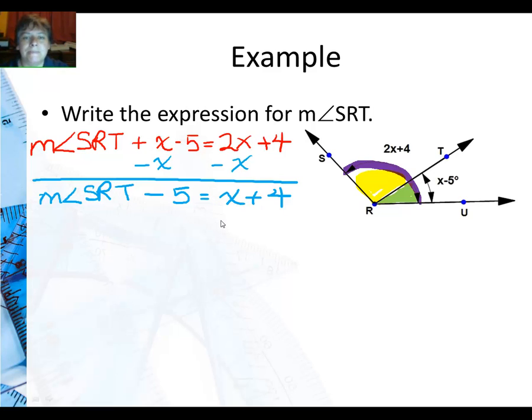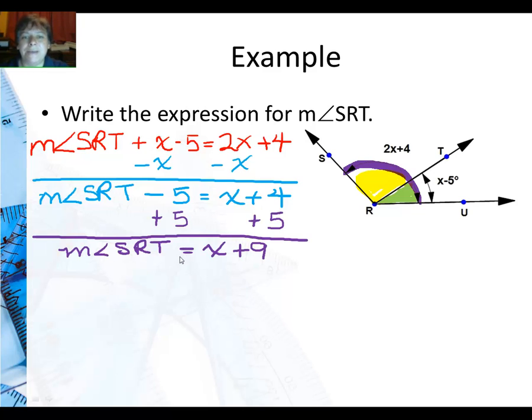I also don't want the minus 5 there. So how do I undo subtracting 5? I add 5. And now I have the measure of angle SRT equals x plus 9, which is your answer. But I'm going to be a stickler. I'm going to say this is still an equation because there's an equal sign.